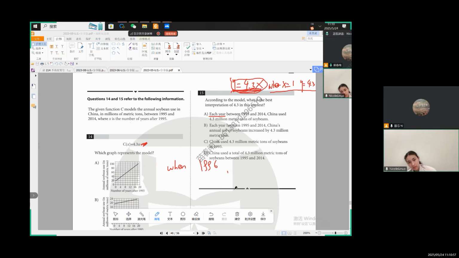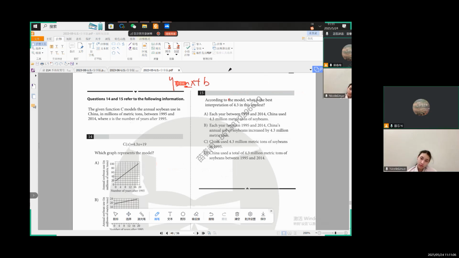And also because we said it a lot of times, the m is kind of important. So the definition of m is when x increases by 1, not x is 1. x increases by 1, y increases by m. Does that make sense? Yeah.